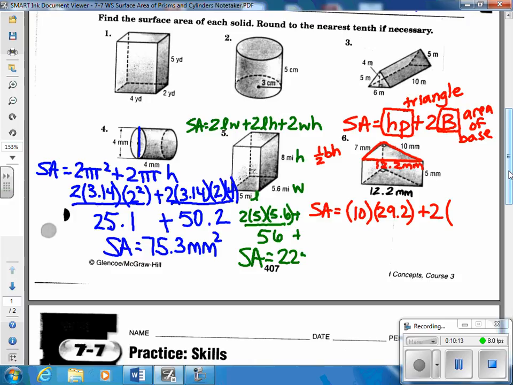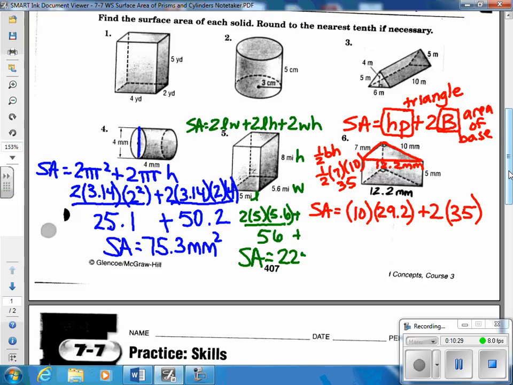The little b is the base of the triangle, so that would be the 7. And then the h of the triangle would be the 10. Okay, 7 times 10 is 70. Half of 70 is 35. So 35 is your big B. That's what's going to go here.